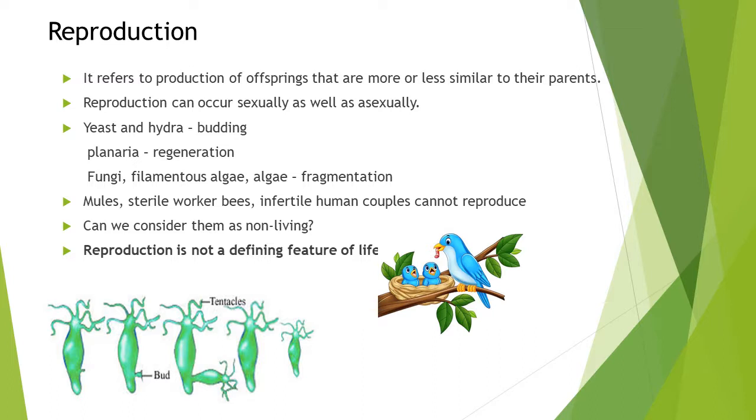There is another asexual mode of reproduction called regeneration. That is, if an organism loses a part of its body, it can regenerate into a new organism. Certain fungi and algae reproduce by fragmentation. That is, they break down accidentally and each fragment develops into a new organism.